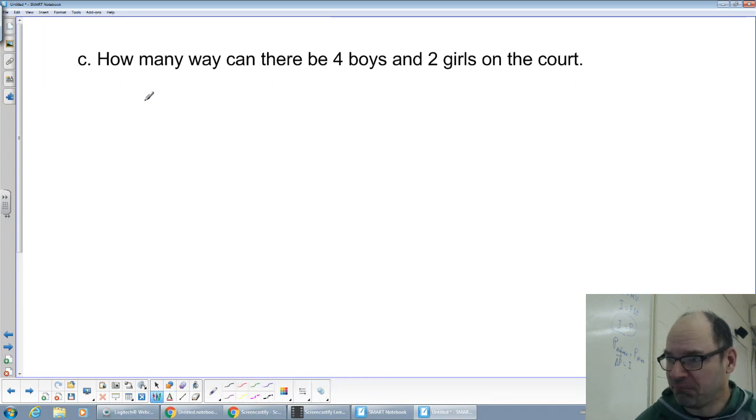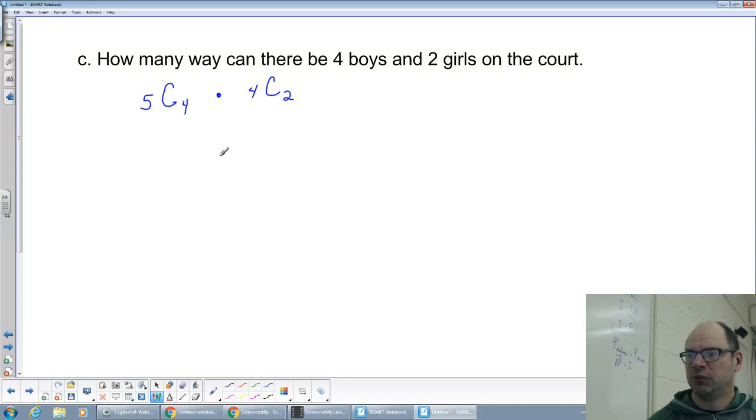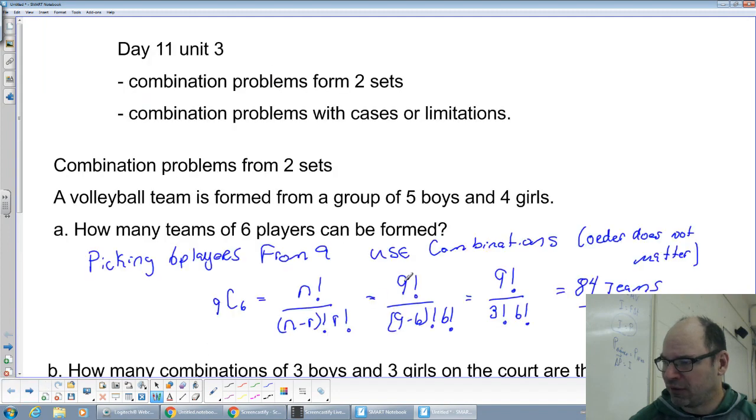Okay, 4 boys. So we have a total of 5 boys, and we're picking 4. Order not mattering, so we're using combination. And then we're going to pick 2 girls from 4. Okay, so there's our 2 girls from 4, 4 boys from 5.